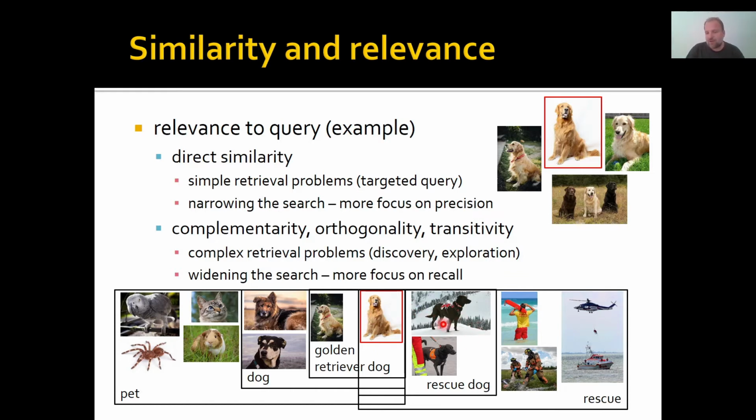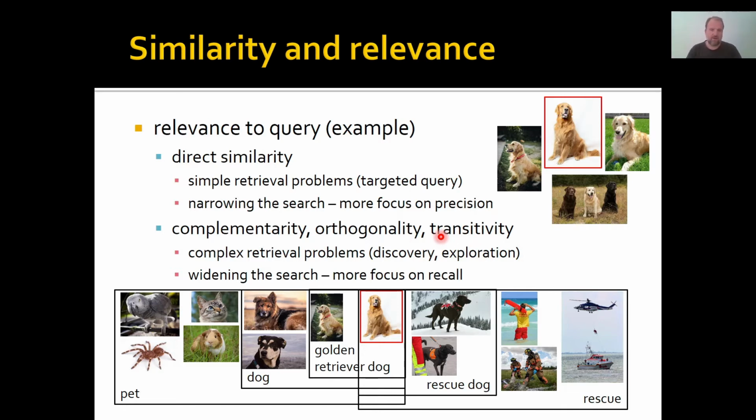But using some kind of transitivity, we can get to different objects that are transitively relevant to the original object, to the dog. But here it's rescue. It could be a person, it could be a helicopter with a person, and so on. So this is something more than direct similarity, and we would like to address this problem because it's quite limiting the applicability of similarity search as an area just to quite simple problems.